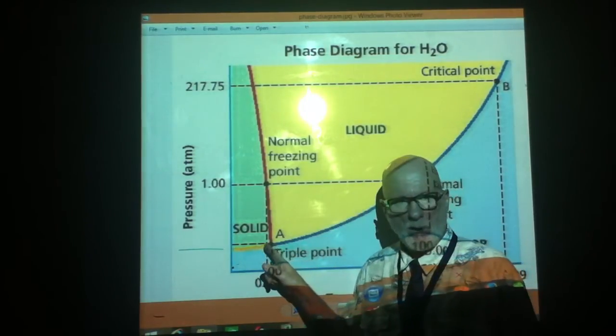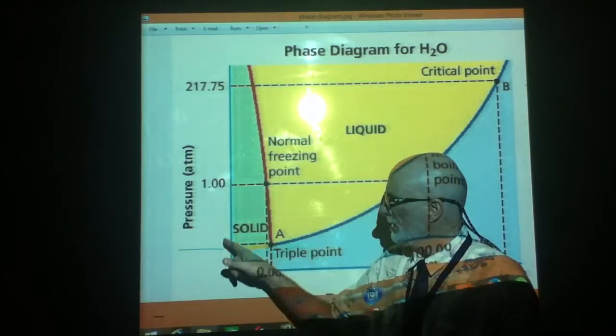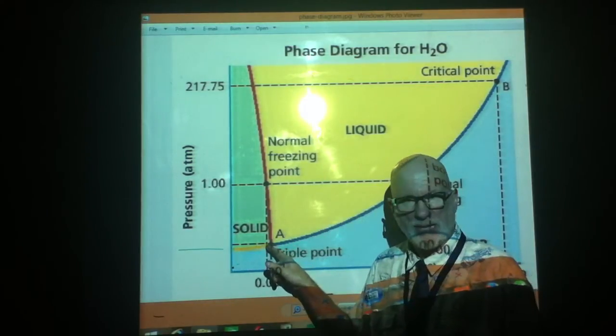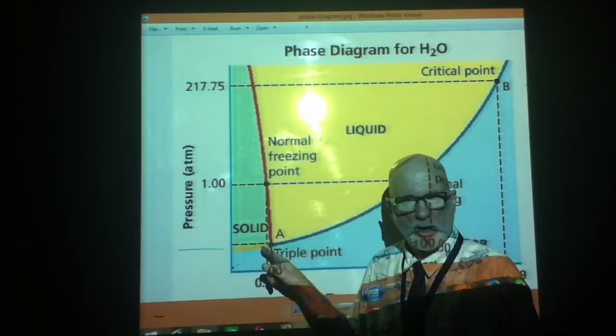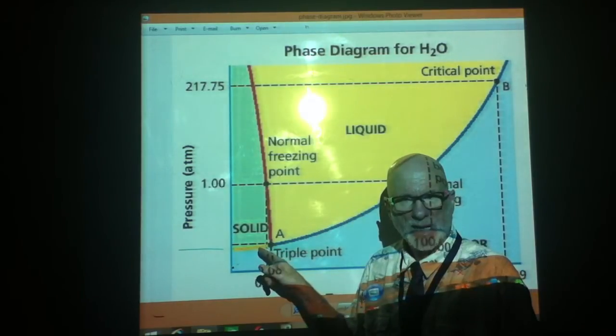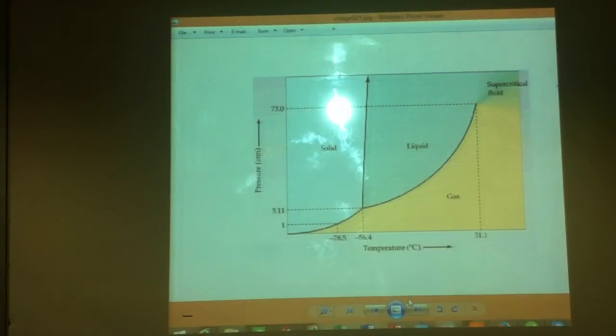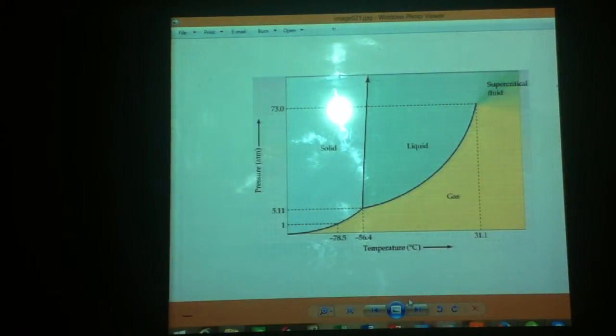So, at very low pressure and very low temperature, water will go from a solid to a gas. That's important.